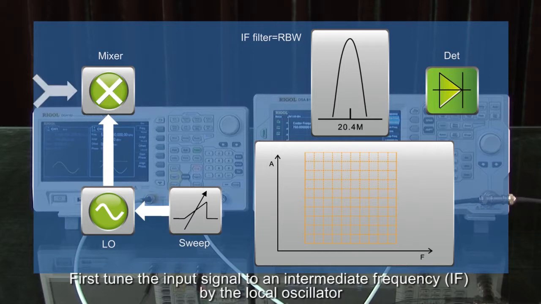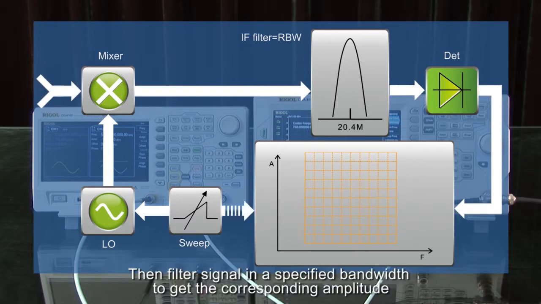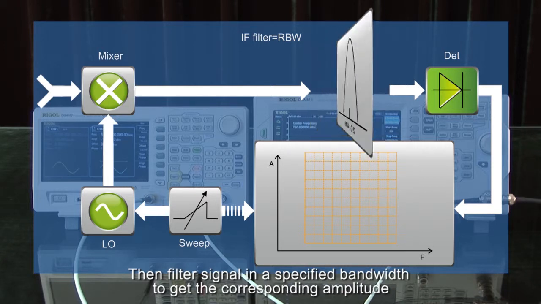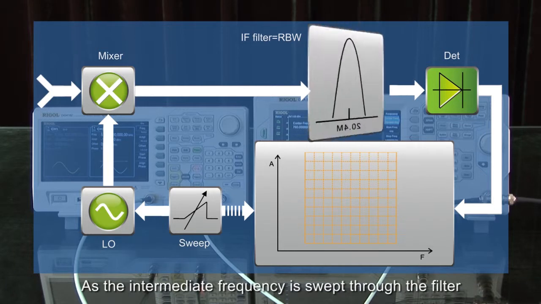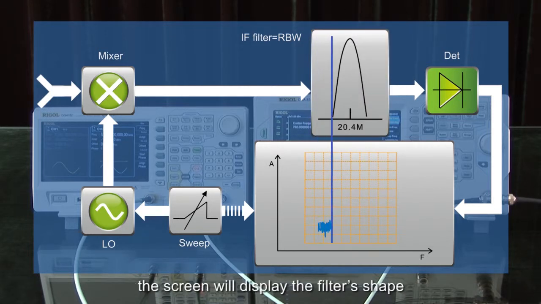First, tune the input signal to an intermediate frequency by the local oscillator. Then filter the signal in a specified bandwidth to get the corresponding amplitude. As the intermediate frequency, or IF, is swept through the filter, the screen will display the filter's shape.